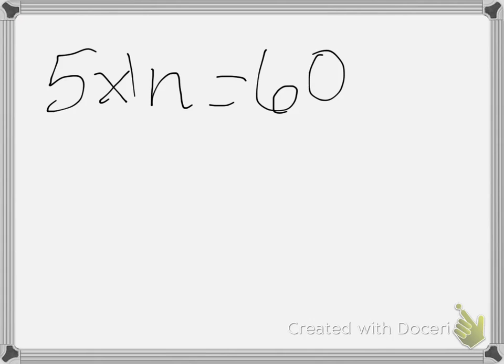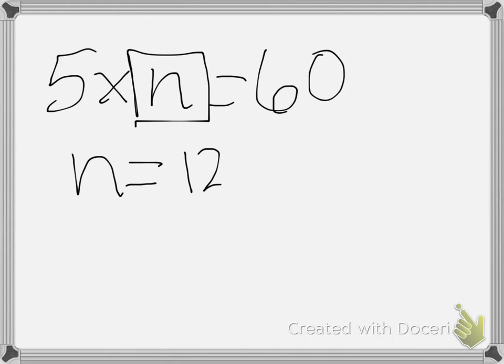So then you have 5 times n equals 60. So what does n have to be? 5 times what equals 60? n must be 12.